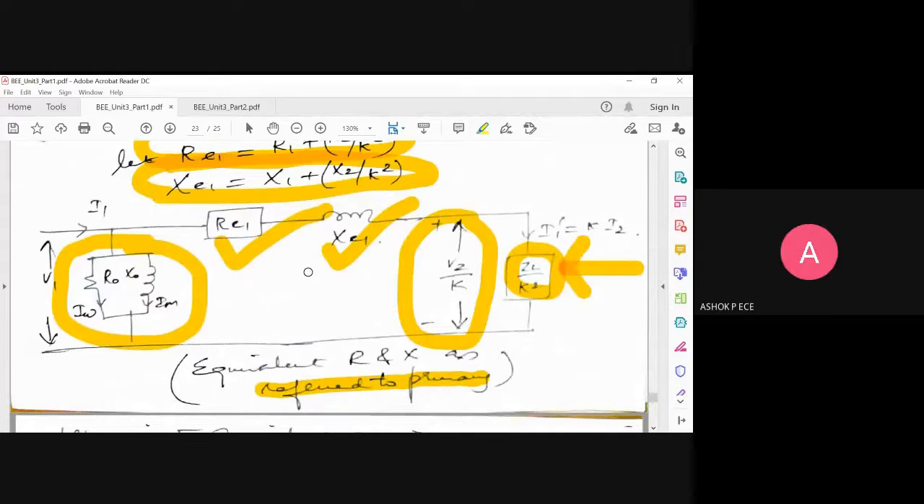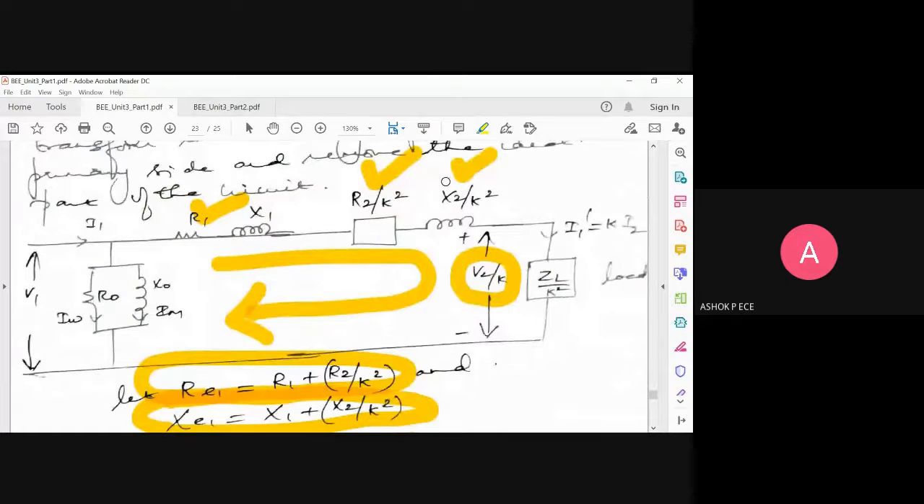Sir, what about the two inductors in the middle, which are coupled? Their effect is given by this K. The inductors are coupled and they have turns N1 and N2. They contribute to the turns ratio. So when you move the components, the turns ratio comes into the picture. The effect of the inductors is multiplication by K and division by K square. Okay, sir.